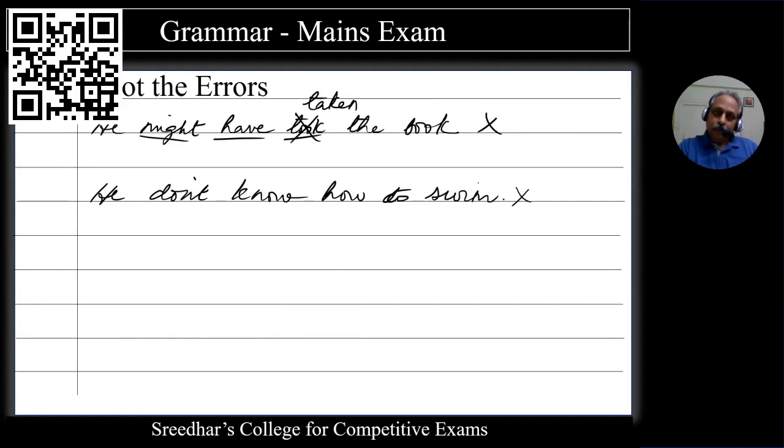Here it is negative form, and the subject is third person singular. Then don't is not correct. We have to say, He doesn't know how to swim. That is a correct sentence.